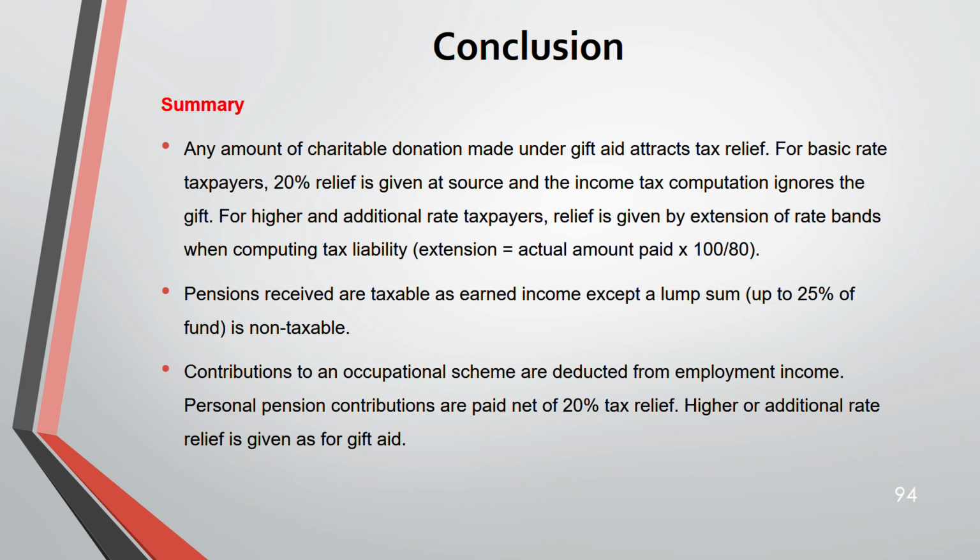Let's make this very clear. In case you forget which contribution to deduct from employment income, it's very easy. Your employment is an occupation. So occupational contribution is deducted from employment income. This is how you remember. And when it's a personal contribution, it is paid net of 20%. So in the same way that you extend the band for gift aid donation, you extend the band if you are making a personal pension contribution. You gross it up.